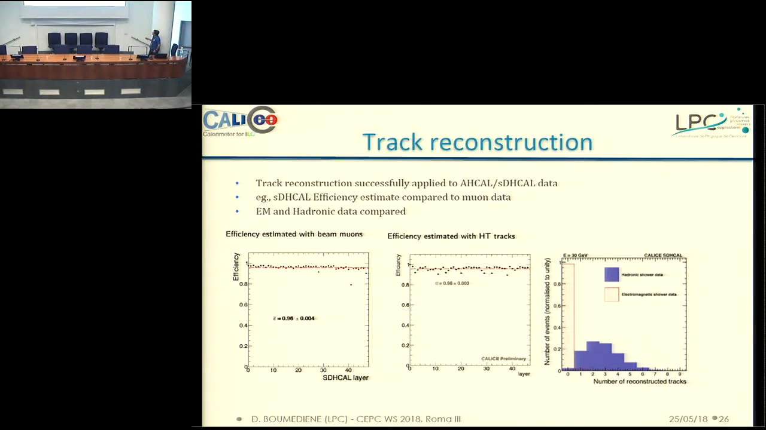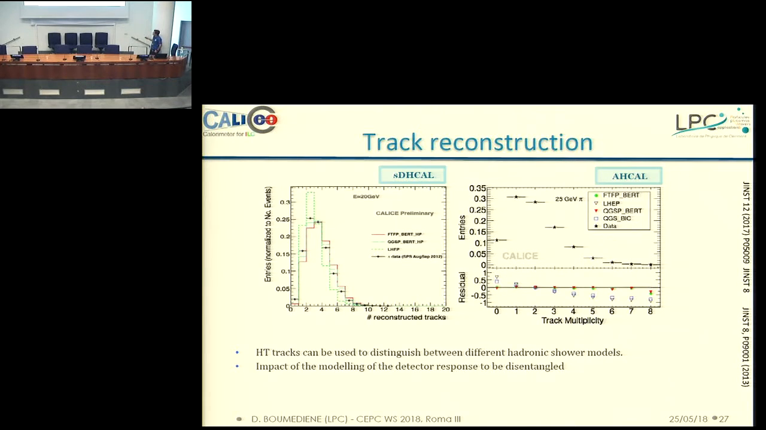As an illustration, we can see here the number of reconstructed tracks in the SD HCAL using electrons in red, and here using pions. And you see that this can help to separate showers that are electromagnetic from hadronic showers. You can also use this to tune your simulation and some models that are very sensitive to the topology of the shower. You see here with the AHCAL the track multiplicity measured in the data for 25 GeV pions and compared to different models, and same thing here in the SD HCAL.